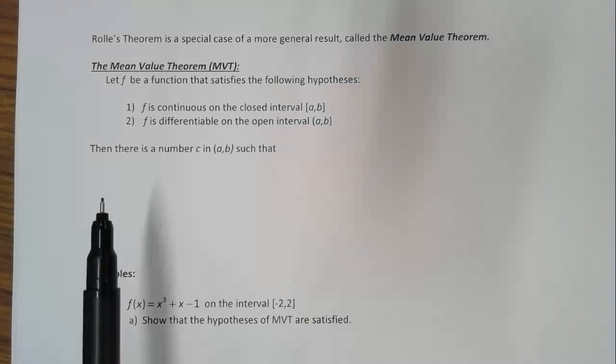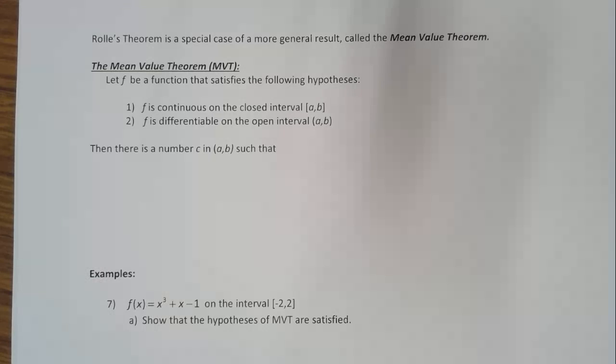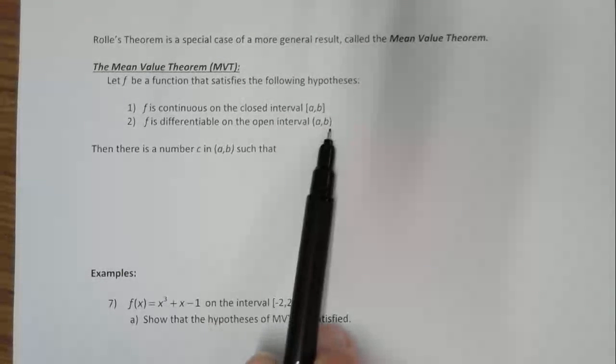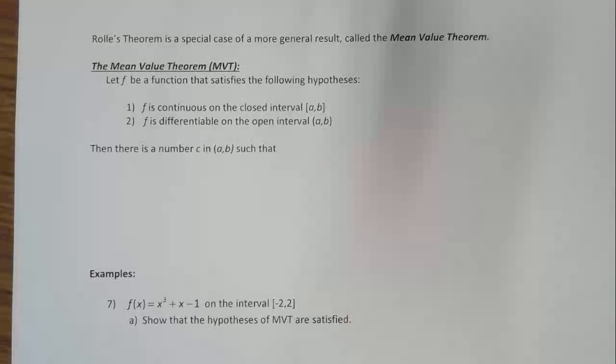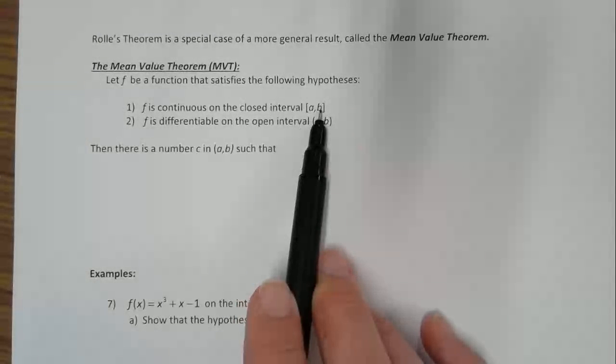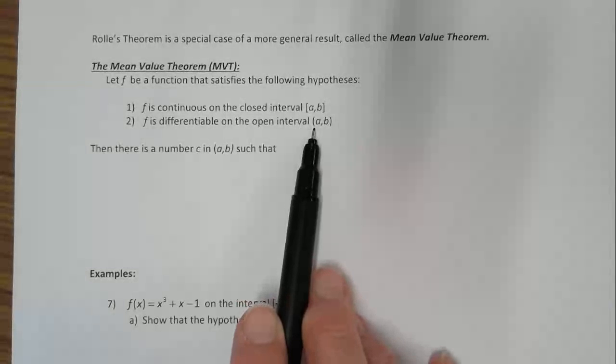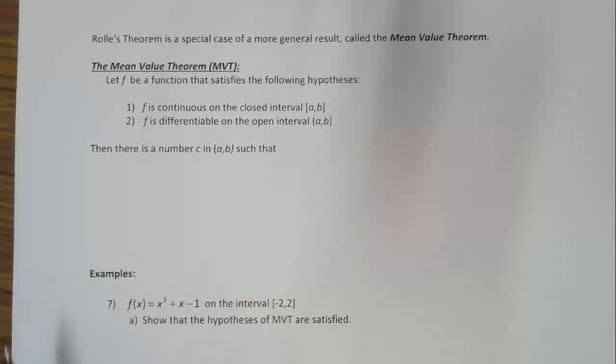So basically the MVT says that there's going to be some function f, and we need it to be both continuous and differentiable on our open interval from a to b. So differentiable on the open interval from a to b, continuous on the closed interval from a to b. So in this case, we need a and b to be included in our interval. Here, it doesn't necessarily mean that a or b needs to be included.